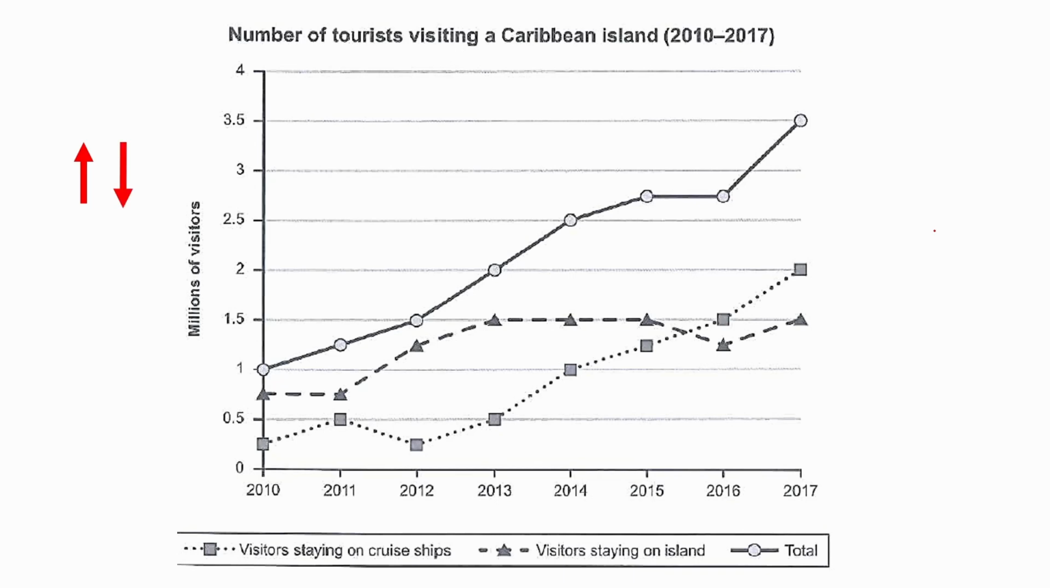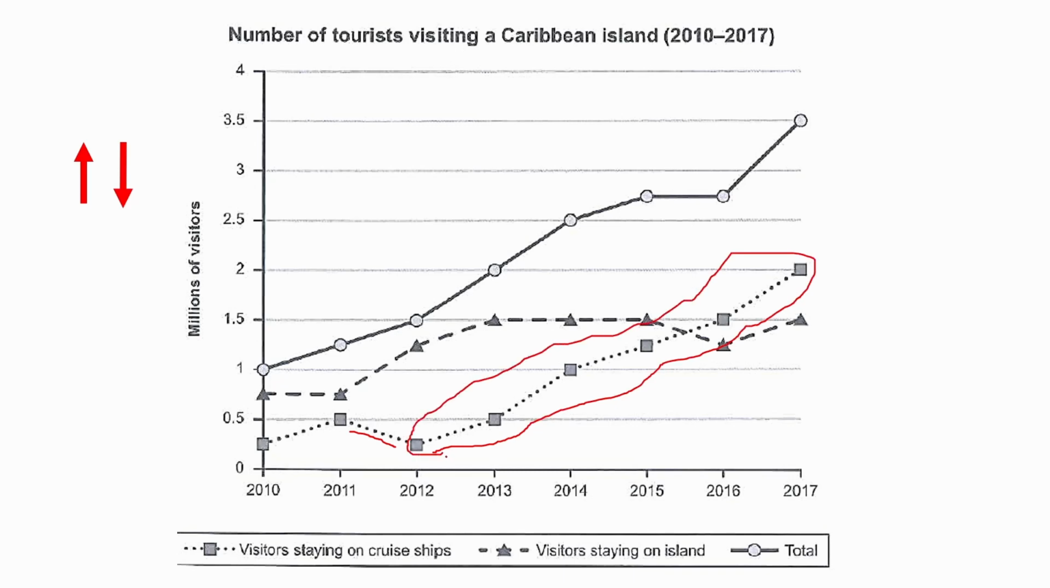So here we have 3 trends. Visitors staying on cruise ships. So 2010 to 2011 went up, and then in 2012 again down, and from 2012 to 2017 it continued to grow. Overall, this was an upward trend.